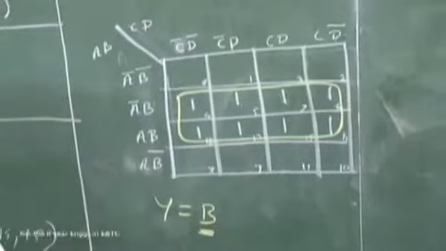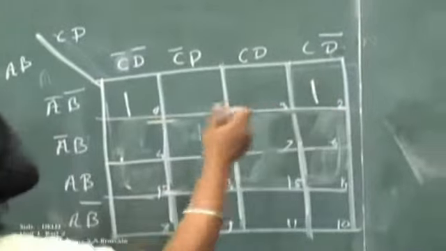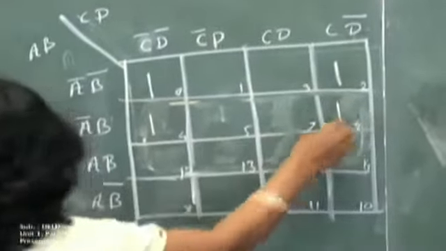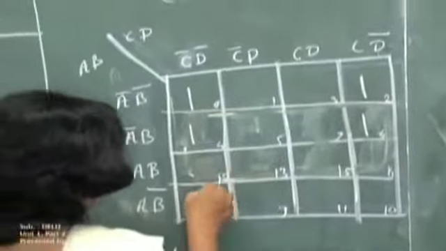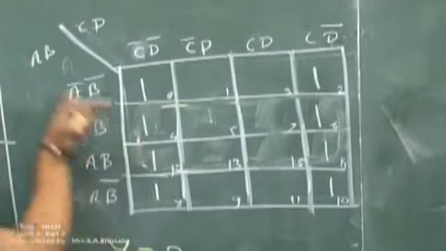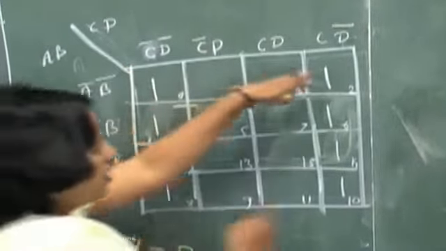Again take one more example, 0, 2, 4, 6, 8, 10, 12 and 14. So again at this given combination, my output is going to be 1. So at 0 it is 1, then at 2, 4, 6, 8, 10, 12 and 14. Okay. So here if we see, there are 2 quads, that is this vertical one quad and second quad.